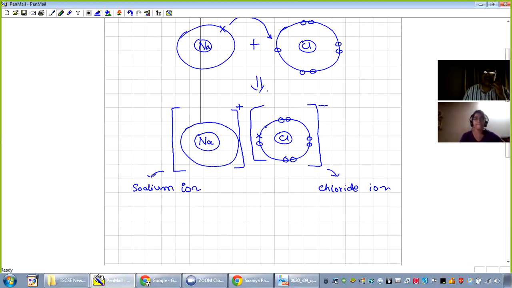These ionic bonds, which are formed by transfer of electrons, are very strong bonds, and they have specifically different properties from covalent substances or covalent compounds. So this is about formation of sodium chloride. That's an ionic compound. I'm going to give you some examples now, which you are going to work out in your notebook.